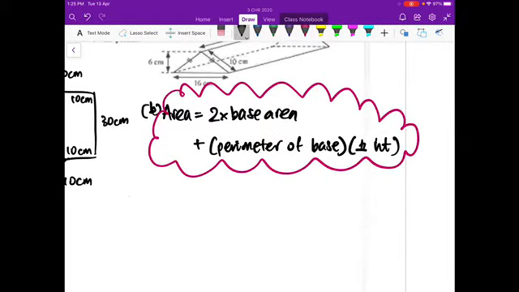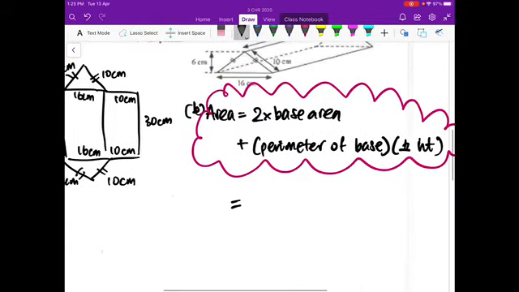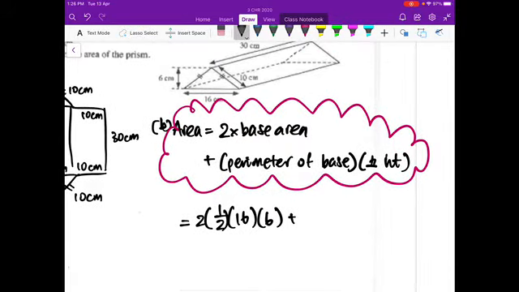Okay, so the base area over here will be a triangle. The triangle has a base of 16 with a perpendicular height of 6. So this is one triangle, and I still need to multiply this by 2 because there are 2 of them. Okay, so 2 times the base area plus the perimeter of the cross-sectional area of the base. So the usual step, highlight, outline the perimeter of the base area. So that will be 10 plus 16 plus 10. Then you multiply this by the perpendicular height, which is 30.